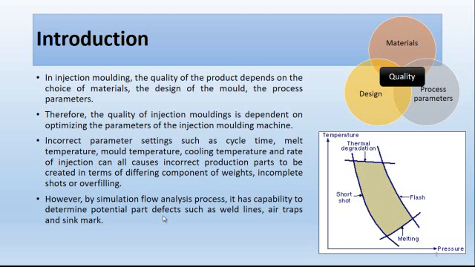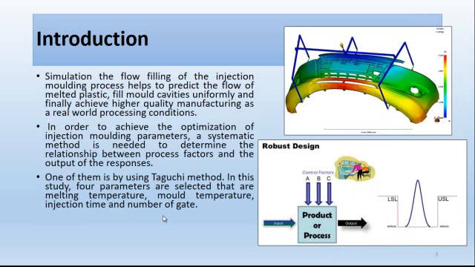However, the simulation flow analysis process has the capability to determine potential part defects such as weld line, air trap, and sink mark. We can see on the right side figure that using the simulation software, we can predict the flow of melting plastic filling the mold cavity uniformly and finally achieve high quality manufacturing as in real world processing. In order to achieve the optimization of injection molding parameters, a systematic method is needed to determine the relationship between process factors and the output of the responses.